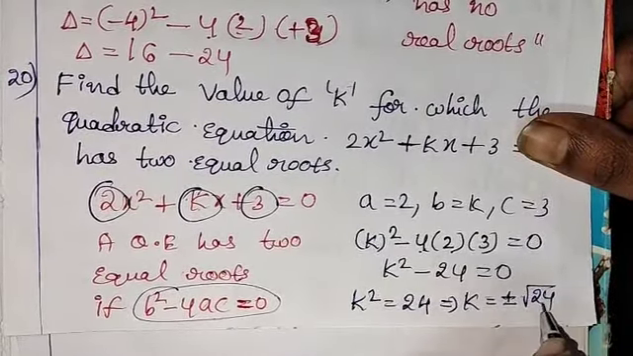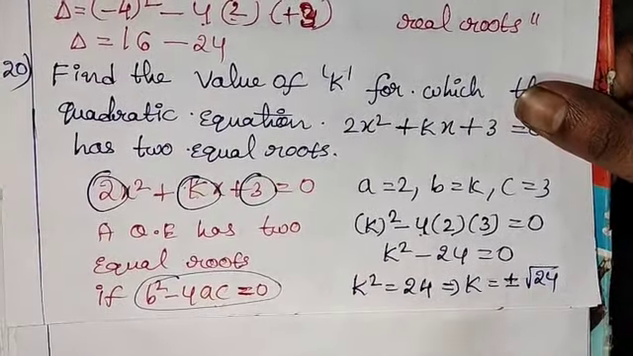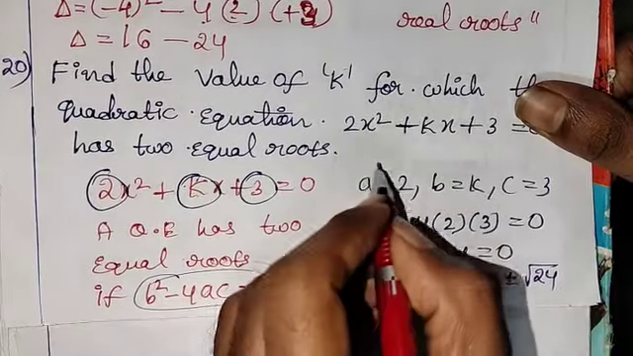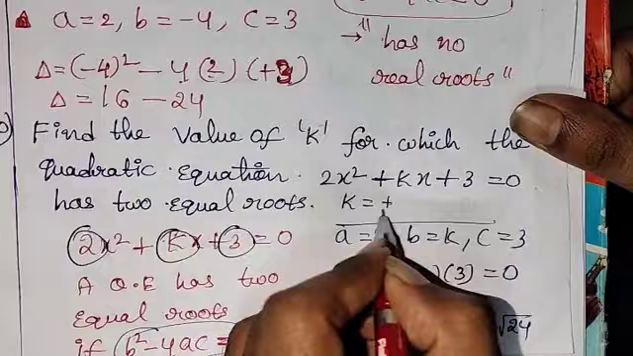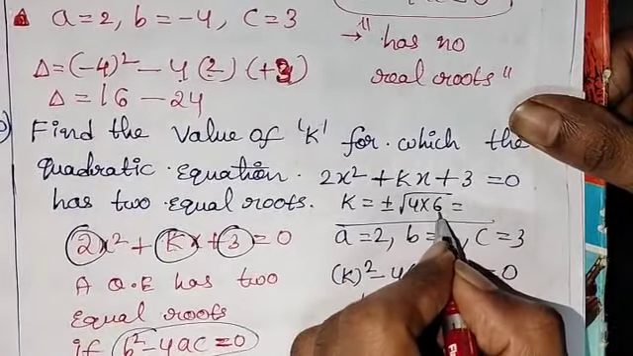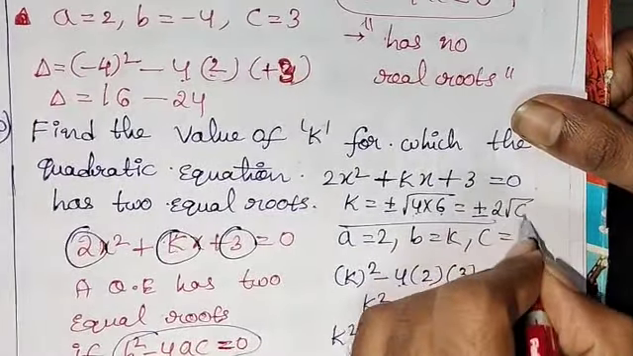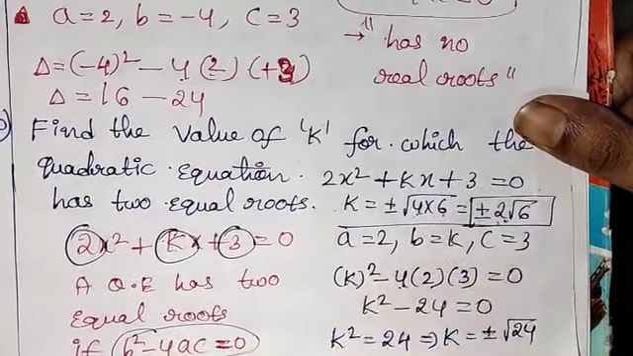So here we got k is equal to plus or minus root 24. 24 can be written as 4 into 6. Now root 4 into root 6. Root 4 value is 2, so you will get plus or minus 2 root 6. Okay, now therefore k is plus or minus 2 root 6.